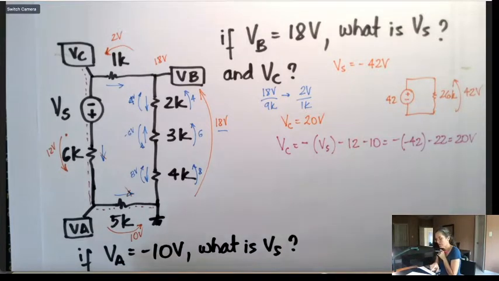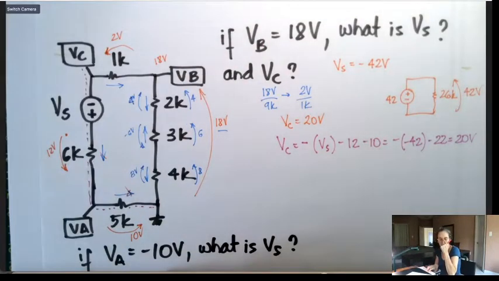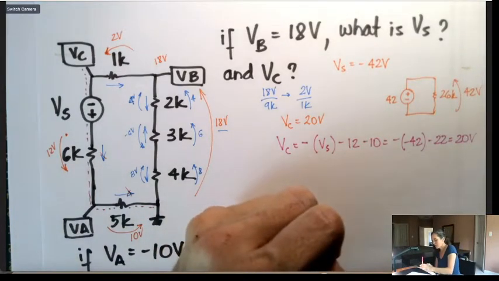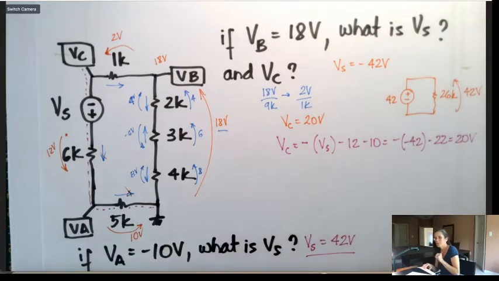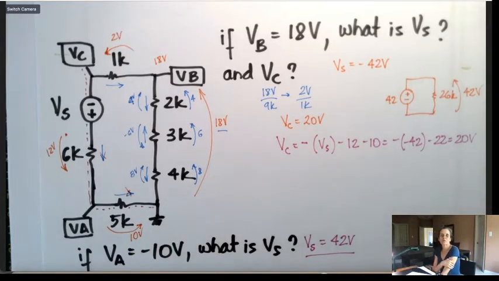Now here I'm changing VA to be minus 10. And this is disregarding VB as 18. So if I made VA minus 10, I'm gonna let you guys do this, but I believe VS turns out to be 42 volts because I'm just changing the sign of the drop across the 5K. I hope this helps with voltage division and with an exam question that you could be asked to solve.